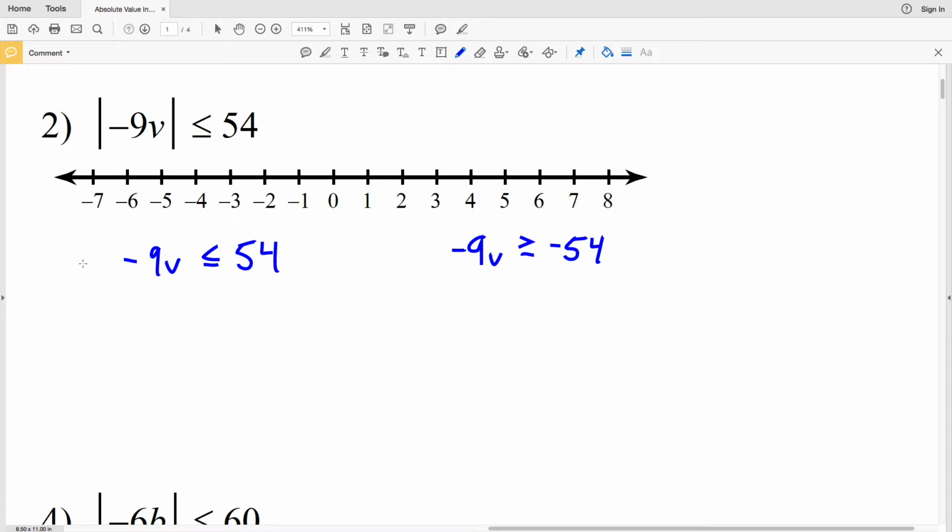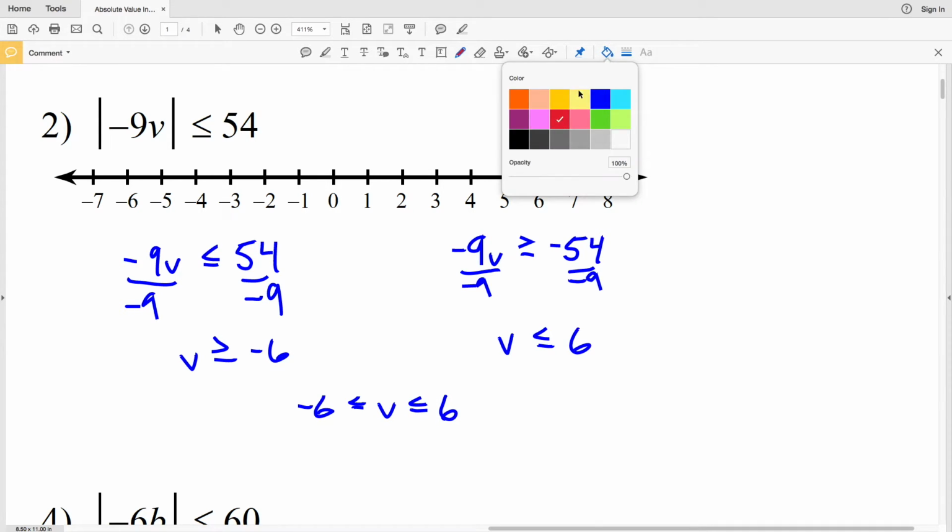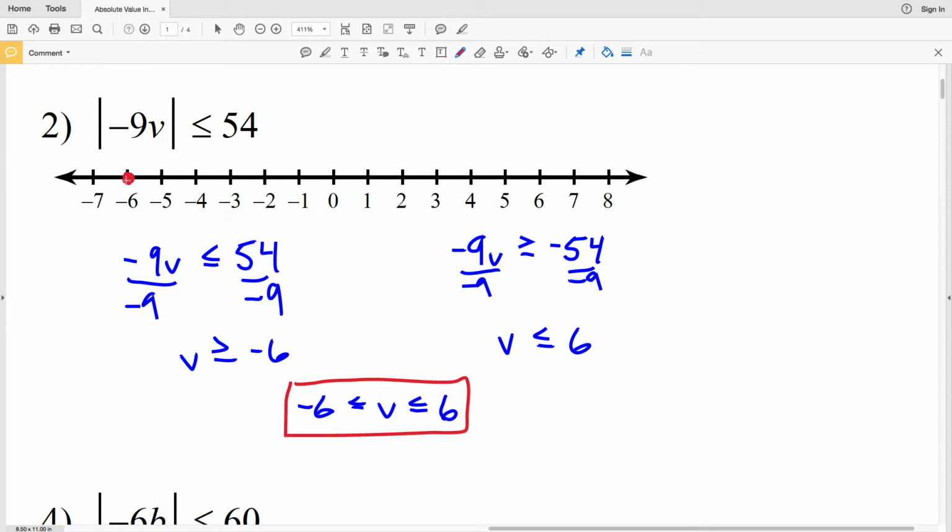Now let's solve for both. We're going to divide by negative 9, and since we're dividing by a negative, we're switching the inequality. So we'll get that v is greater than or equal to a negative 6, and dividing by negative 9 again, we'll get that v is less than or equal to a positive 6. Combining these inequalities, we'll get that negative 6 is less than or equal to v, which is less than or equal to a positive 6. Circle the negative 6, fill it in, circle the positive 6, fill that in, and shade everything in between.